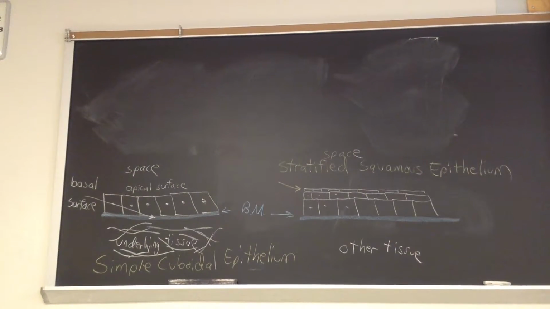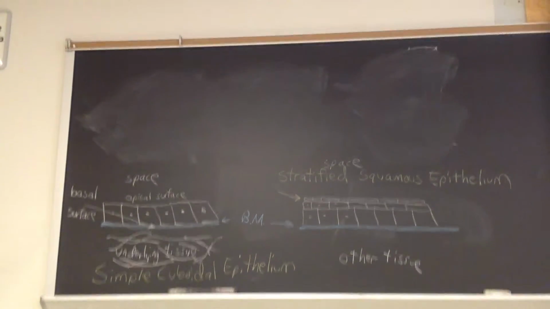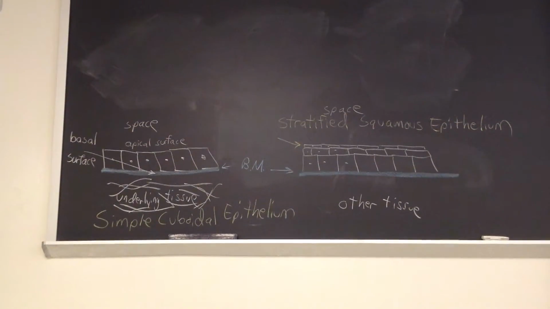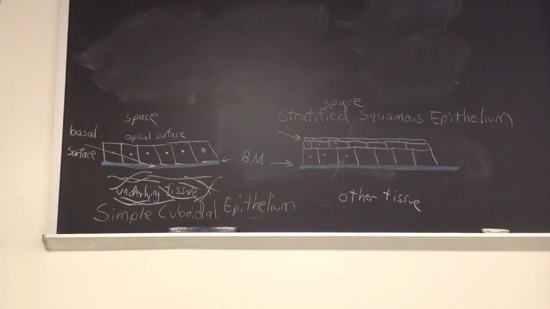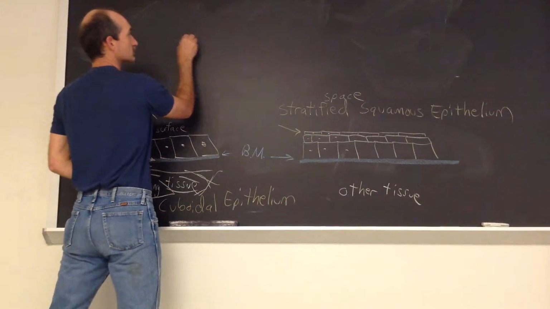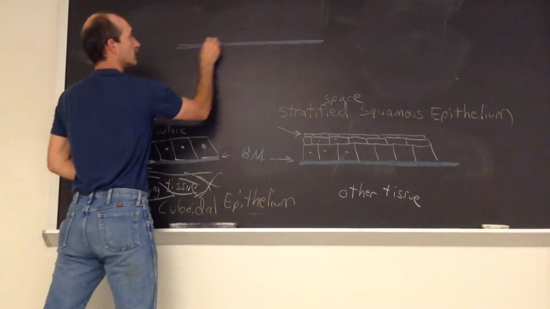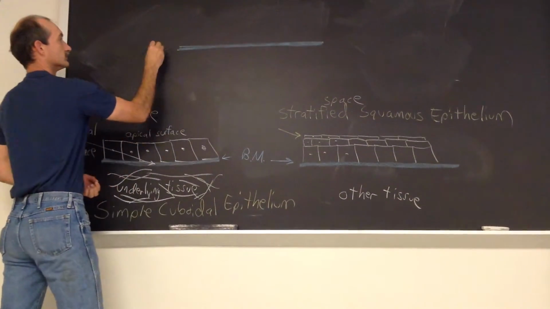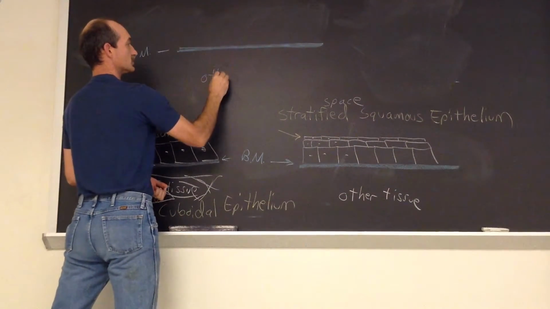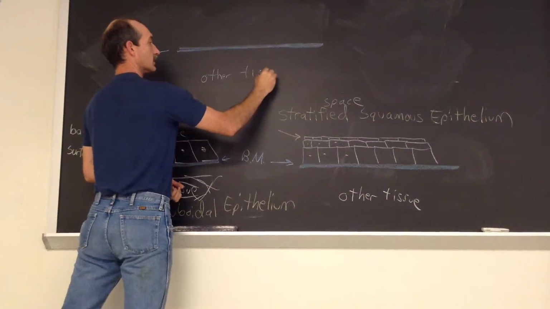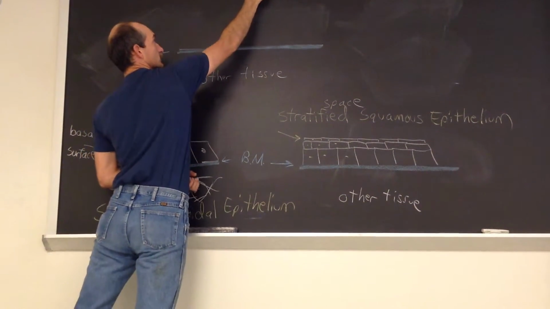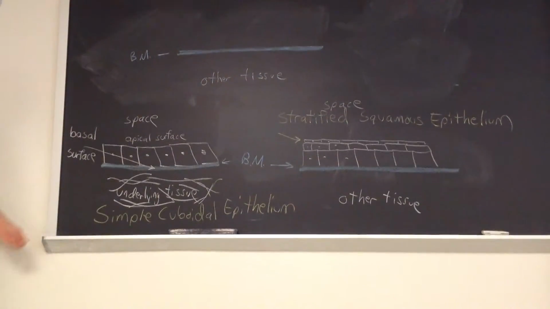I'm going to draw one more picture, then we'll start taking a look at some examples on our PowerPoint slides of some of these different things and thinking about function, how these are related to function, where you might find these in the body, what they do. One more scenario, same orientation. Let's draw a basement membrane across it. And again, our other tissue down here, and our space, the apical surface, will face this way. So same kind of orientation.